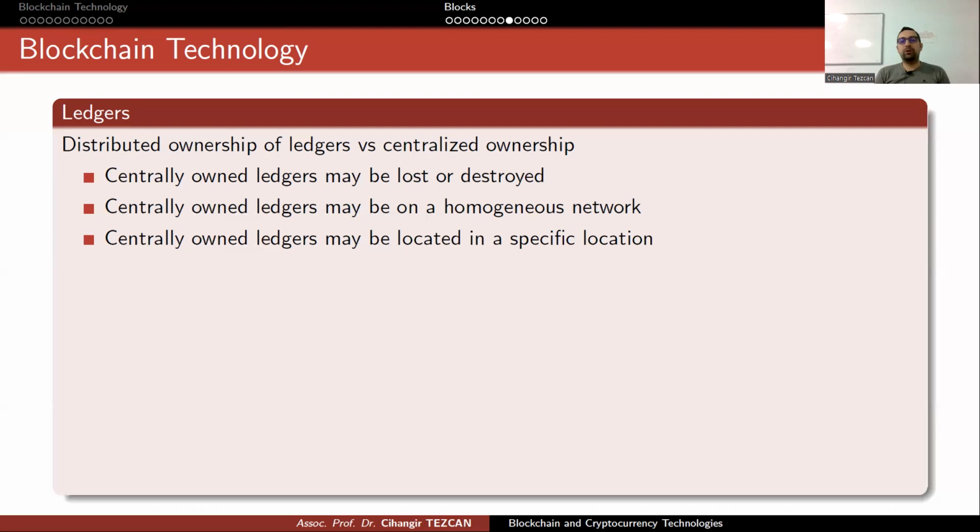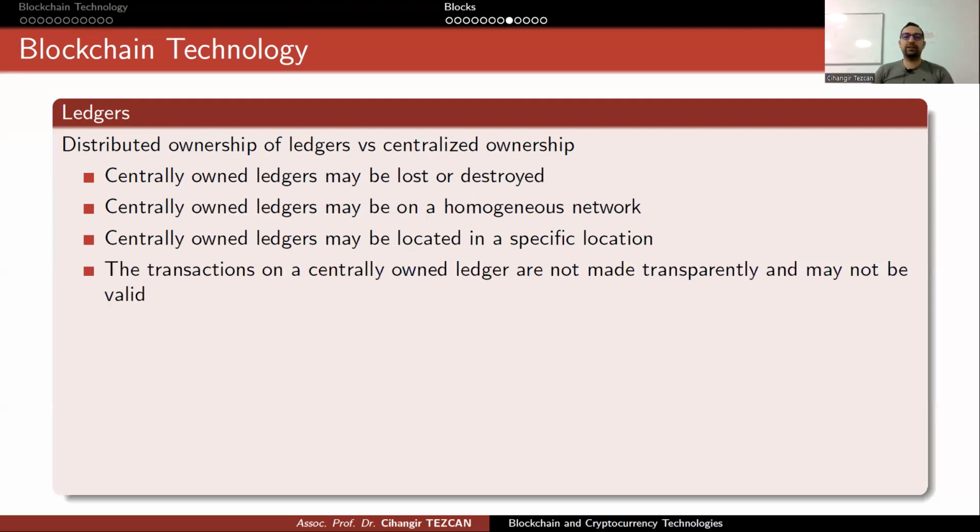Centrally owned ledgers may be located in a specific location. This is why a natural disaster or war, like the case in Ukraine, might affect this kind of situation. And currently, there are some parts of Ukraine where you don't transfer money physically, but instead use a stable coin, because it is hard to transfer huge amounts of money in a war zone, right?